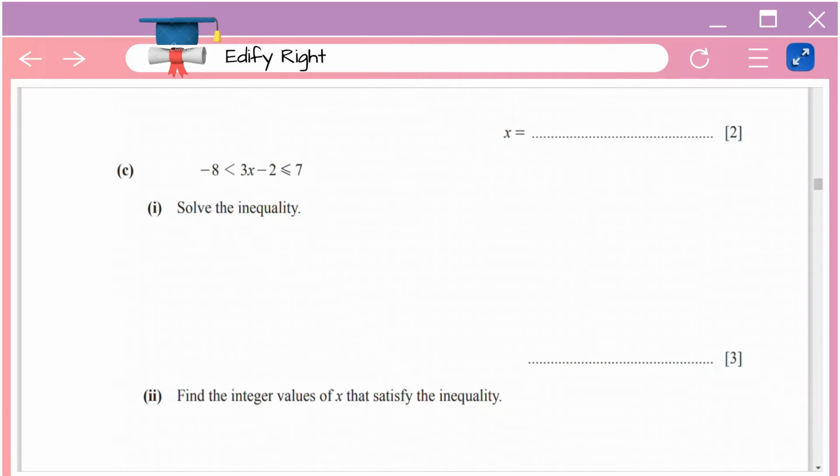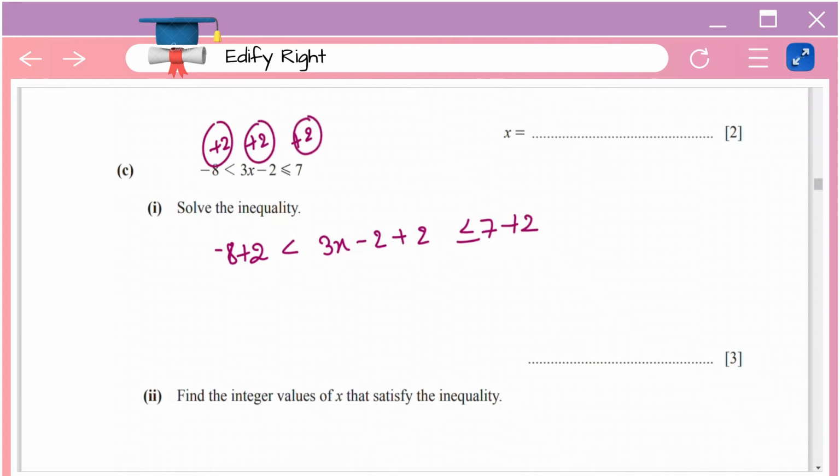Next we have, solve the inequality minus 8 less than 3x minus 2 less than or equal to 7. Alright. So here let's try to simplify this middle term such that it only has x. Right now we have 3x minus 2. We just need to convert it to x. So let's add 2 to each of these sides. So that will be minus 8 plus 2 less than 3x minus 2 plus 2 less than or equal to 7 plus 2. So the first step is I'm just adding 2 in all of these sides.